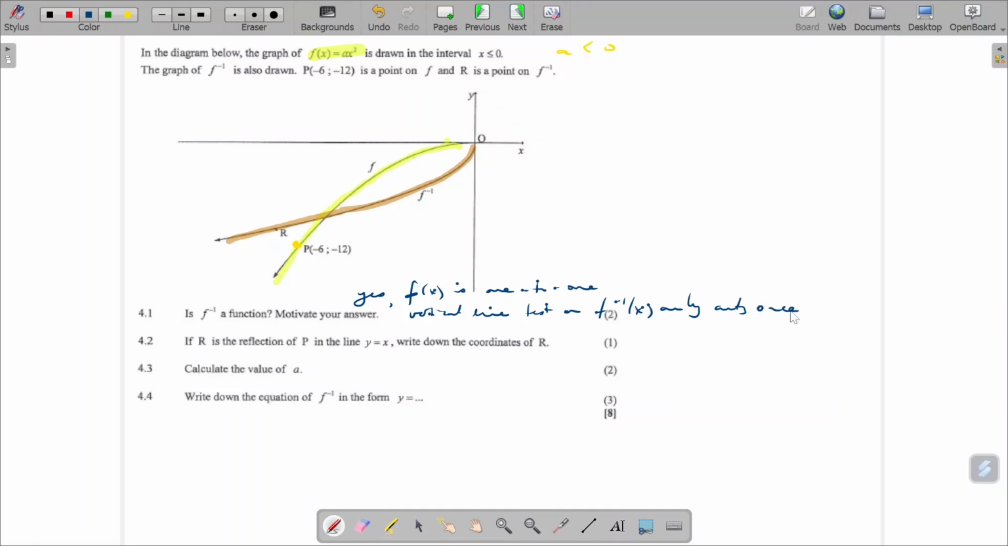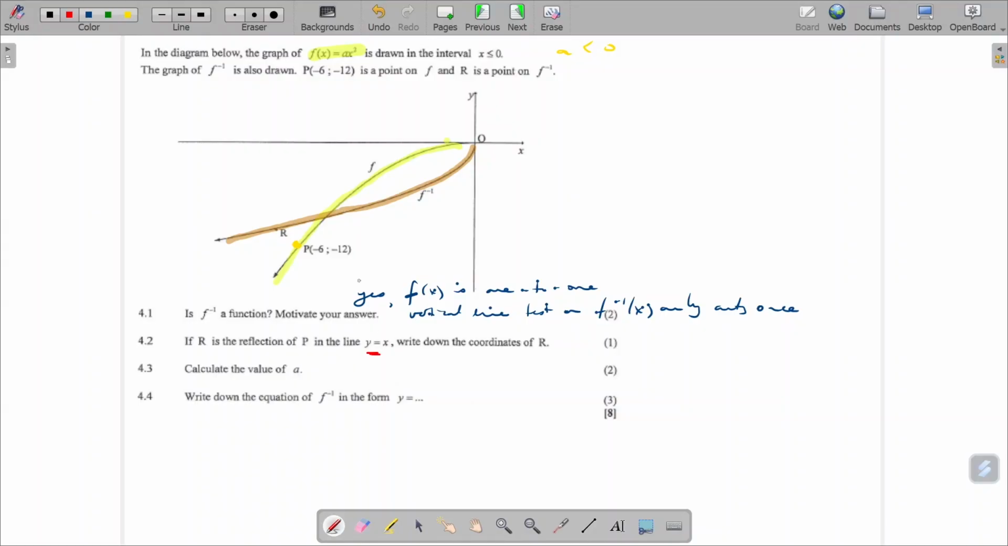Okay. If r is a reflection of p in the line y equals x, write down the coordinates of r. Well, again, we've seen this a couple of times now. If we talk about y equals x, then minus 6, minus 12 is simply going to become minus 12, minus 6. What used to be the y value is now the x value, and what used to be the x value is now the y value. So not only is y equal to x, but x is also equal to y. Okay, now again, you can see from the mark allocation that they think these things are fairly straightforward.